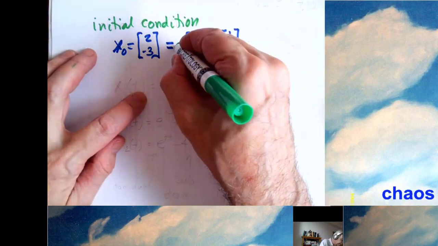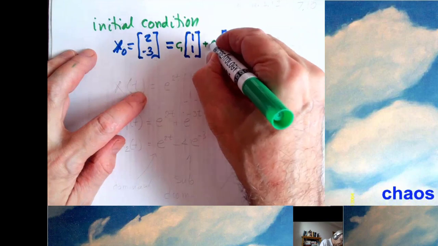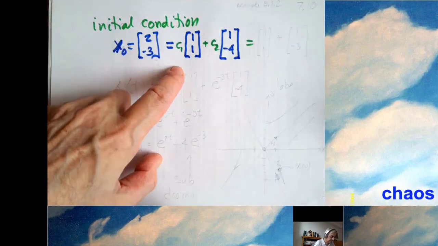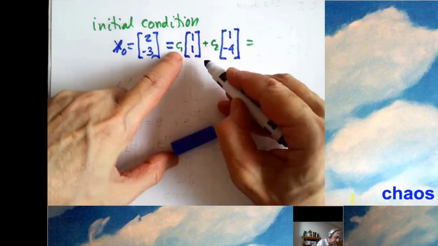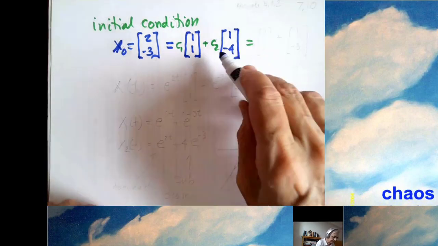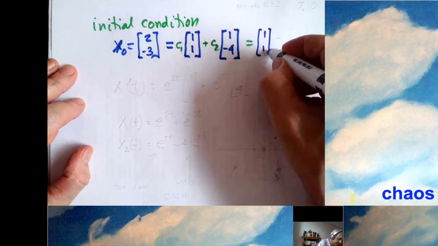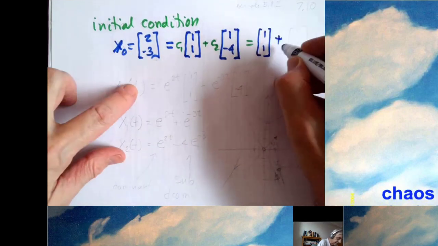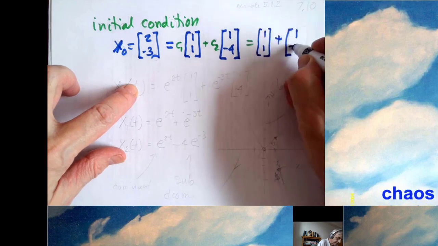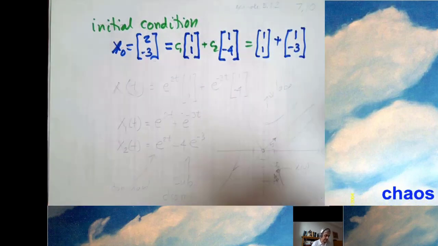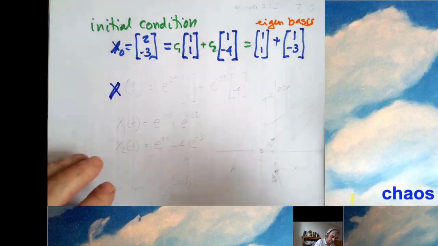And you look at this. This is cooked up to be incredibly easy. You immediately see that if I take this equal to one and this equal to one, I'll get what I have on the left-hand side. So this is expressing things in the eigenbasis, negative four, thank you.